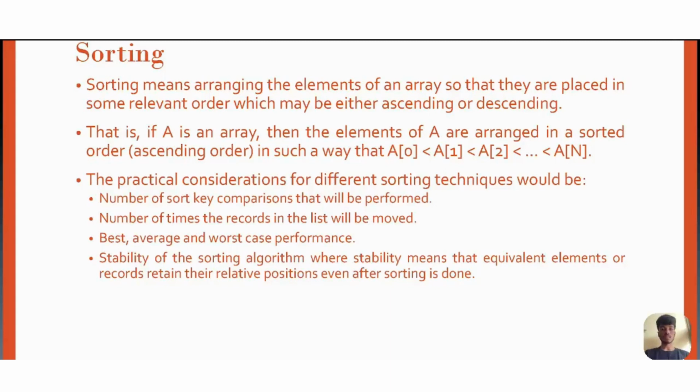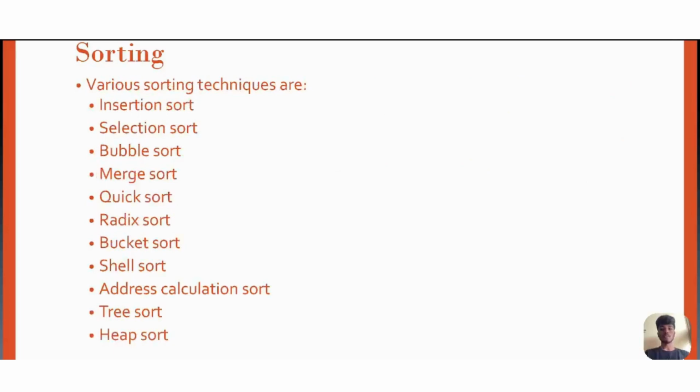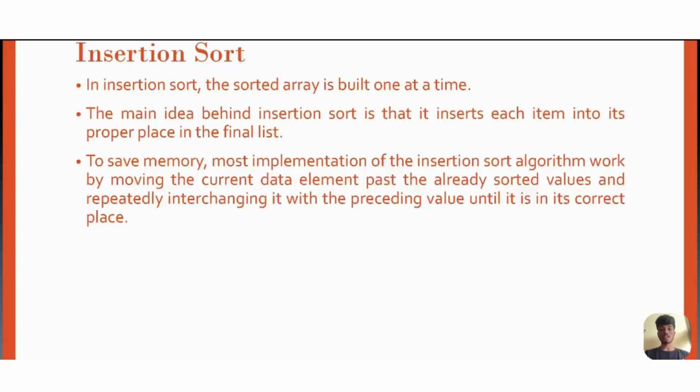The practical considerations for different sorting techniques would be the number of sort key comparisons that will be performed, the number of times the records in the list will be moved, best, average and worst case performance, and stability of the sorting algorithm, where stability means that equivalent elements or records retain their relative positions even after sorting is done. Various sorting techniques are insertion, selection, bubble, merge, quick, tree, heap. Let us see the insertion sort first.